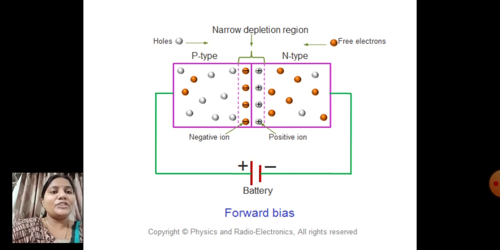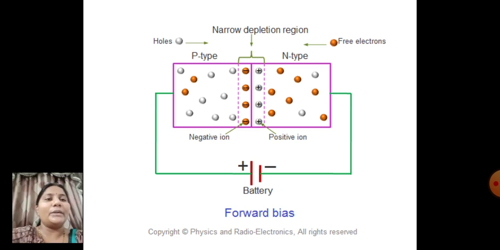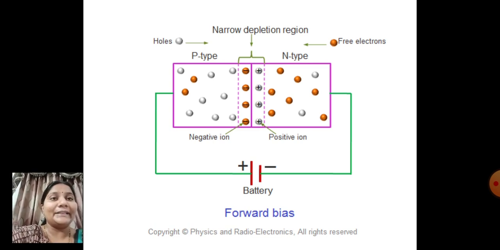Due to the application of positive voltage to the p-type semiconductor, the positive charge carriers in the p-type semiconductor are repelled from the battery. I repeat, due to the application of positive external voltage from the battery, the positive charge carriers are repelled from the battery and they travel towards the junction. Now what about the minority charge carriers?